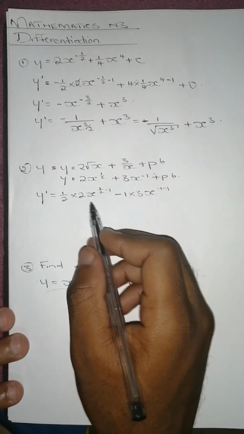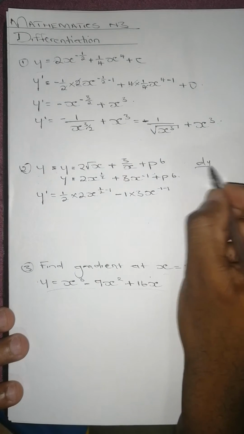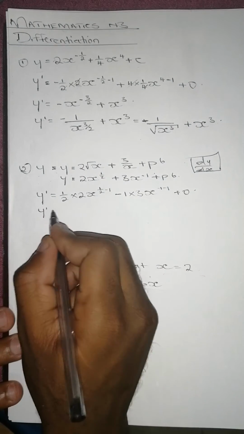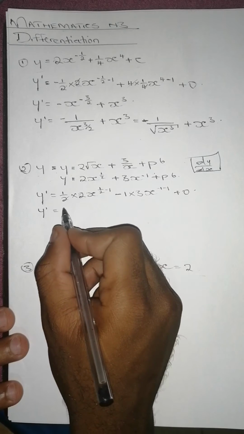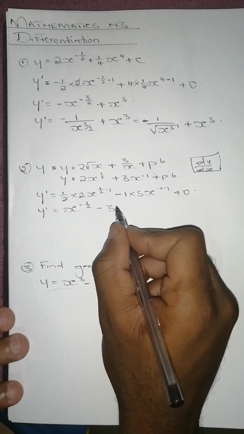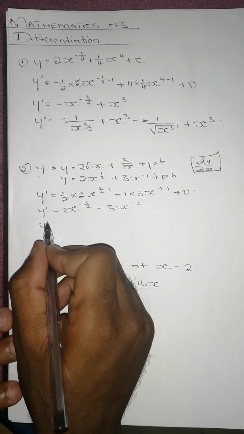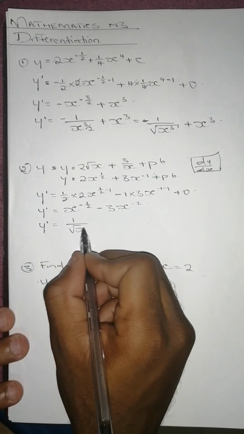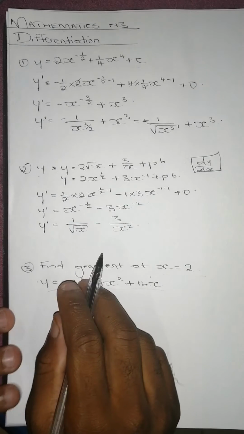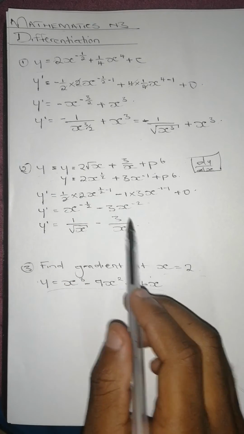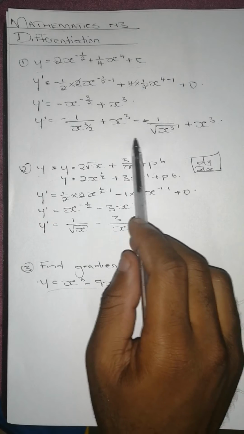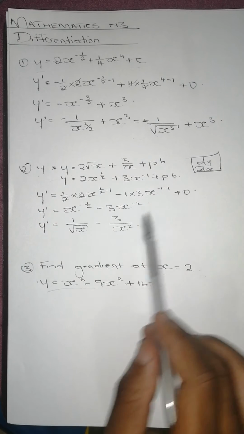Then p, since we're differentiating with respect to x, dy over dx, p is just a constant to us and it becomes 0, and this times this is going to cancel out, it's x to the minus 1 over 2 minus 3x to the minus 2. To put this in positive exponent form, it's going to be 1 over the square root of x minus 3 over x squared. And that's it for differentiating this equation.